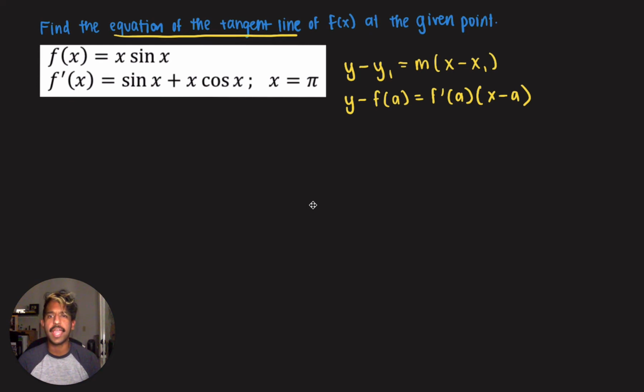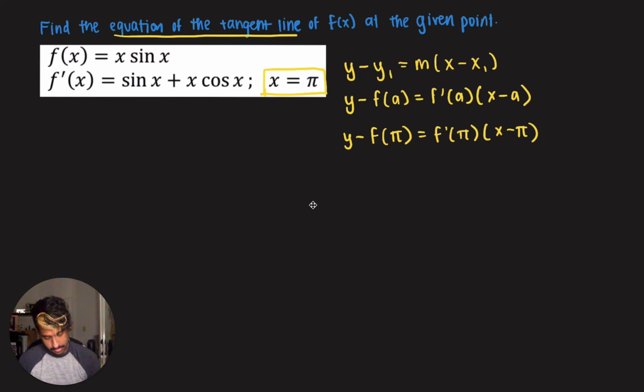Well, what is our a in this question? We can see it right here. They ask us to find the tangent line when x equals pi. And so in this equation over here on the right, I'm just going to replace it with pi so we can see where we're going to put everything. y minus f of pi equals f prime of pi times x minus pi. And here I see that there are two things that I need to look for in order to have a complete equation. I need to find f of pi, and I also need to find f prime of pi. And so let's find what both of those are.